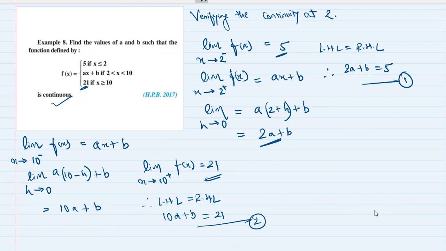So we have got two linear equations in two variables: 2a plus b is equal to 5 and 10a plus b is equal to 21. Now, if you solve these two linear equations in two variables, you will get the values of a and b. That's very simple. So I hope that you will be able to solve. Try to solve it, pause the video, solve these equations and verify the answer with me.